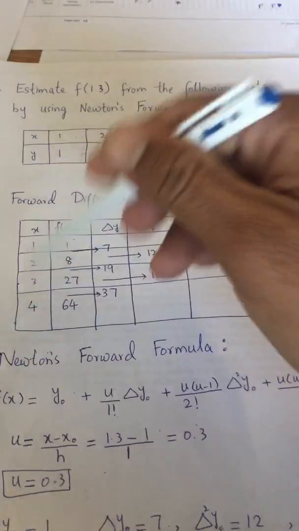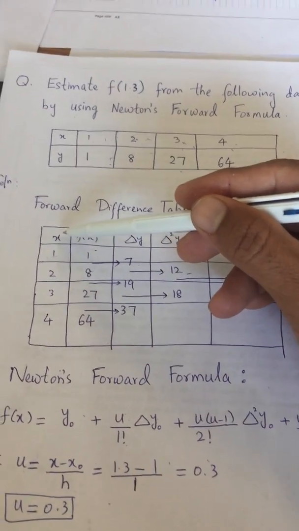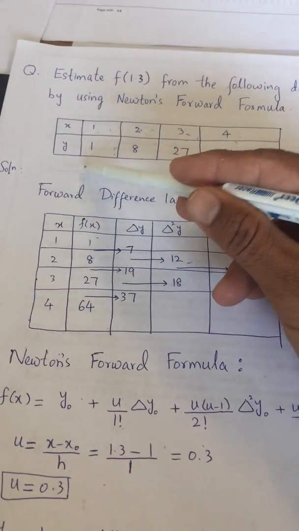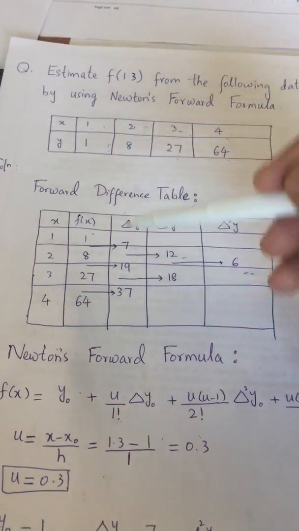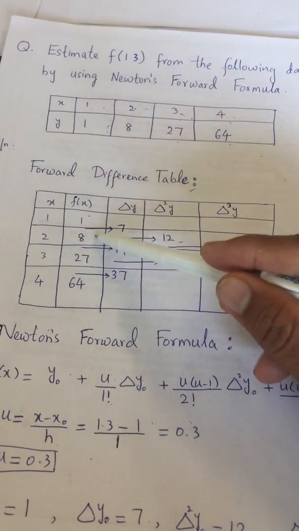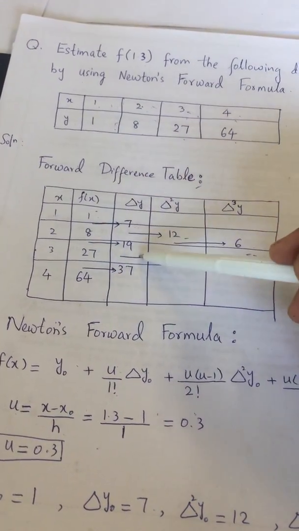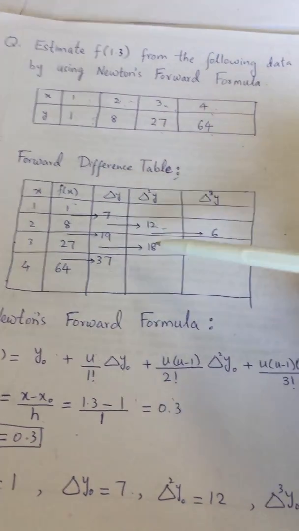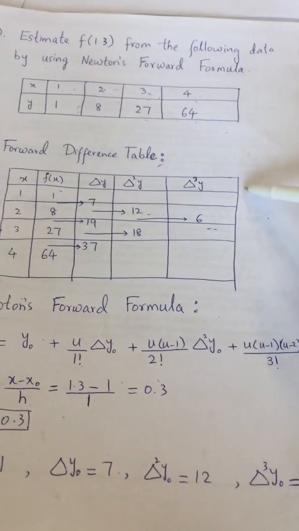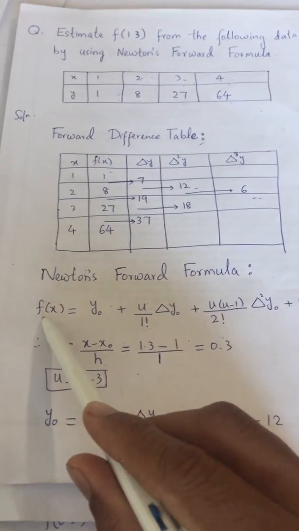We make it in columns now. We present x in columns 1, 2, 3, 4, and similarly y is f of x, same. And this is delta y, the first order difference: 8 less 1, 27 less 8, 64 less 27. Similarly here we have the second order difference, and for the third order. And then we made the formula for third order difference.